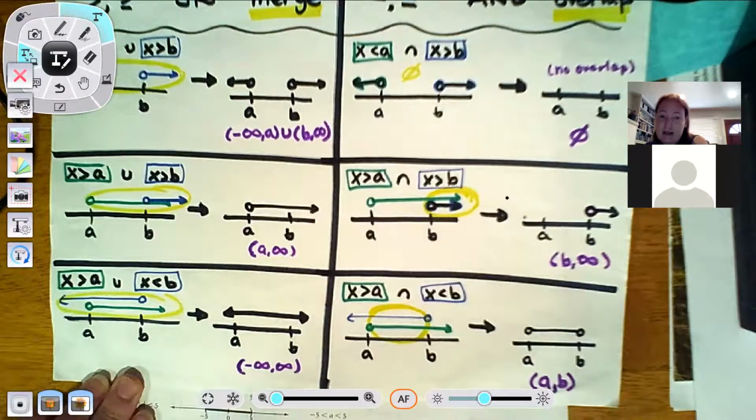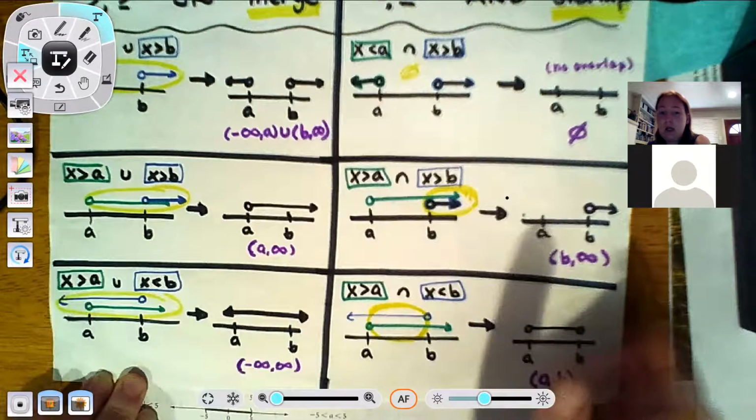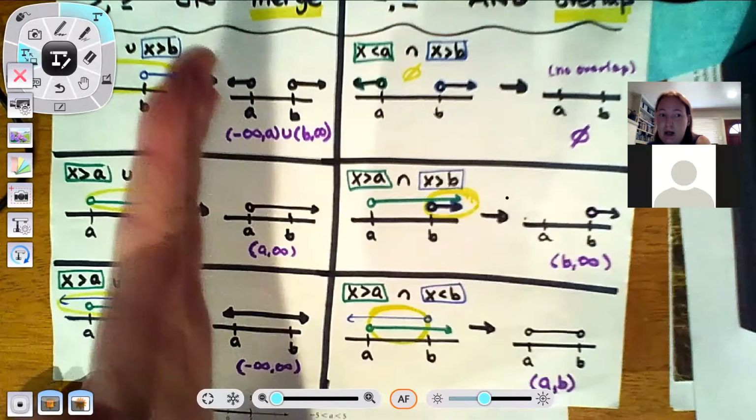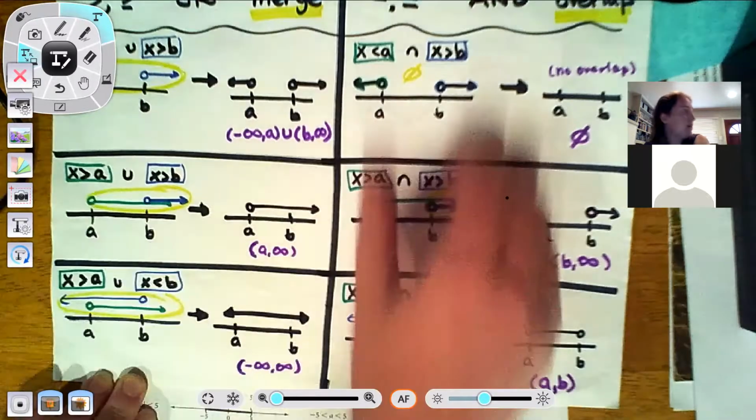So there's 6 cases that can happen for inequalities, and you really need to pay attention to "and" versus "or," if it's a union or an intersection, and think about what that means in terms of merging the 2 together or looking at the intersection.